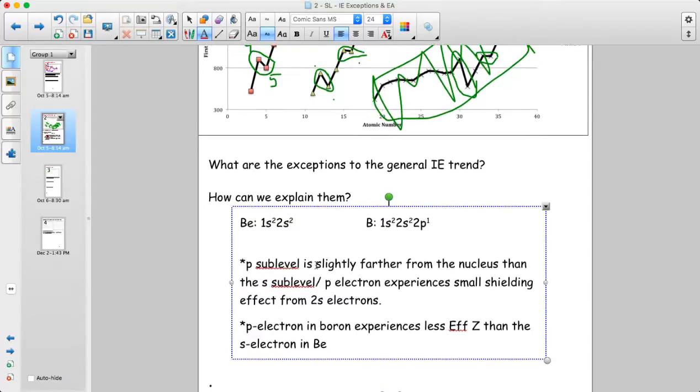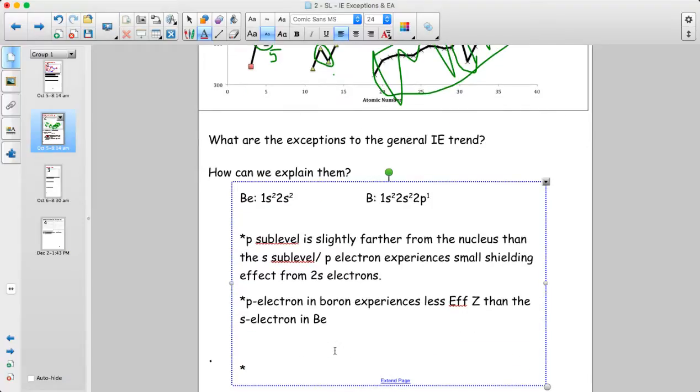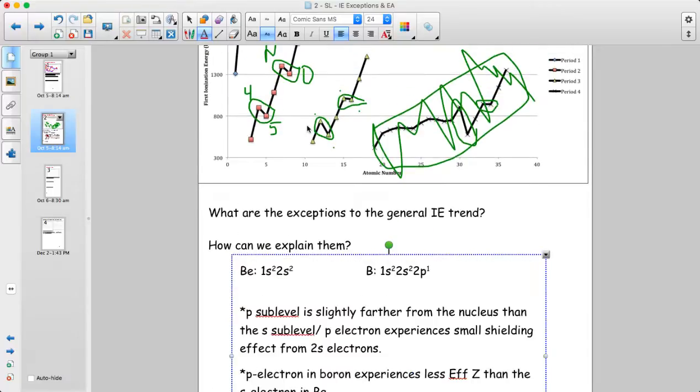This would be identical reasoning for magnesium versus aluminum, and why we see this in the next spot as well. But then it goes up. Why does it go up for carbon? Well, carbon has a sixth proton, and eventually increasing the protons can outweigh the fact that you're putting electrons into the p level.